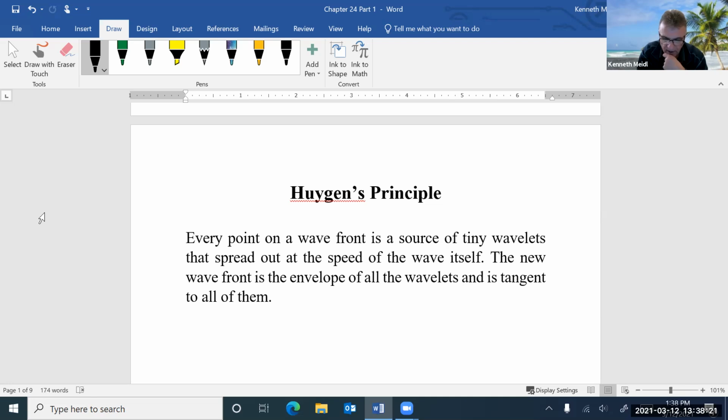Okay, and so what Huygens is really allowing us to do is something we've already been doing, and none of you have really challenged it at all. We've been treating light like a line, but it's not a line, it's a wave.